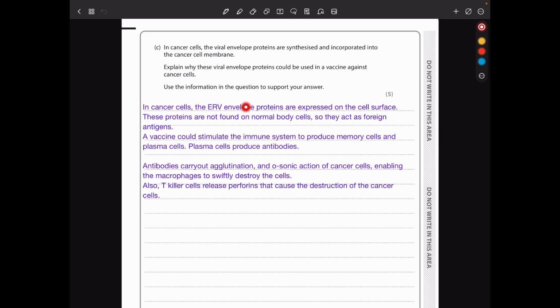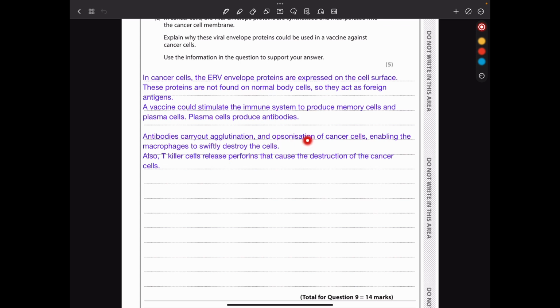So I said in cancer cells, the ERV envelope proteins are expressed on the cell surface. These proteins are not found on normal body cells, so they act as foreign antigens. A vaccine could stimulate the immune system to produce memory cells and plasma cells. The plasma cells produce antibodies. So this was opsonization, I've corrected that. So antibodies carry out agglutination and opsonization of cancer cells, enabling the macrophages to swiftly destroy the cells. Also, the T killer cells release perforins that cause the destruction of the cancer cells.